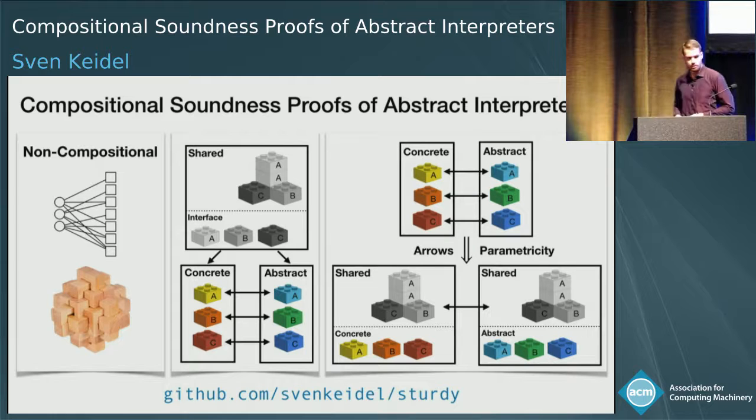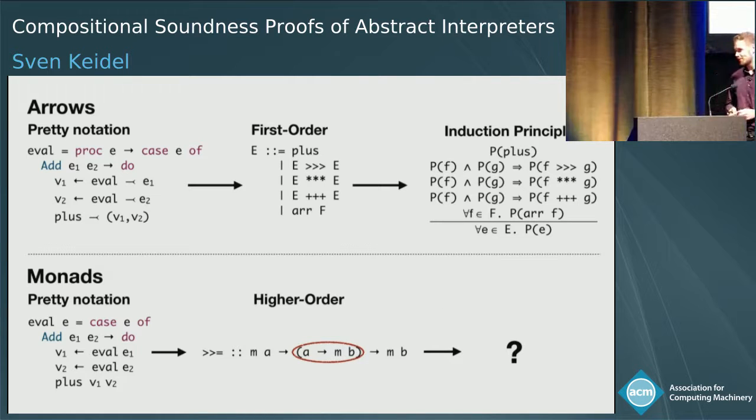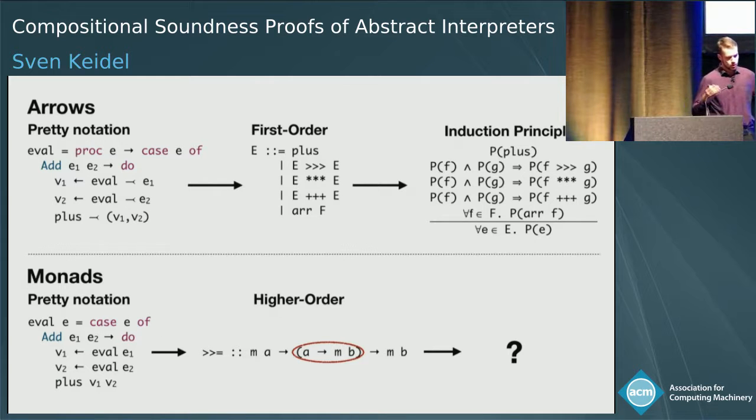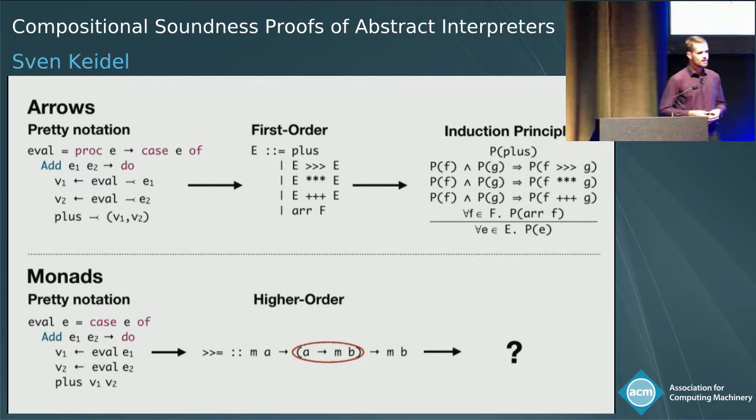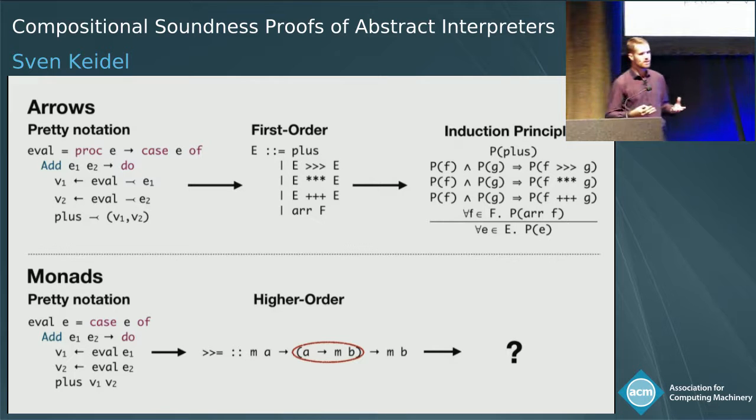Right. Very good question. So actually I'm prepared for this question. Excellent question. So the problem with monads is monads are a higher order language, which means that their bind operator has this functional argument. And then it really depends on the meta language that you're using if you get such a reasoning principle that lets us compose the soundness proof.